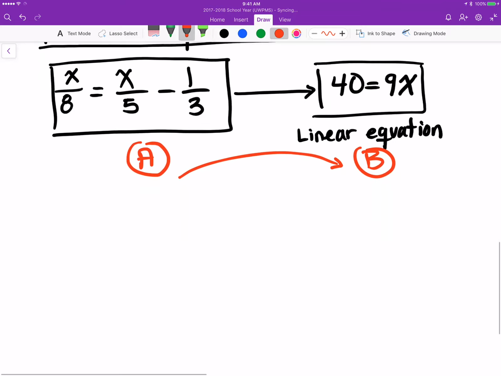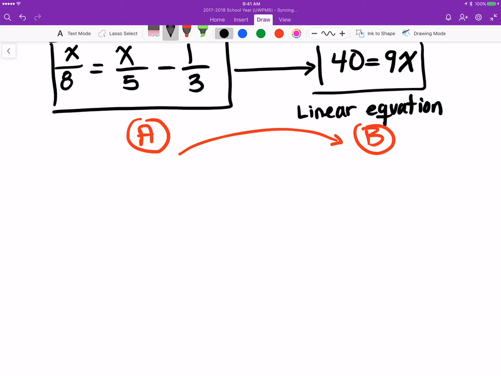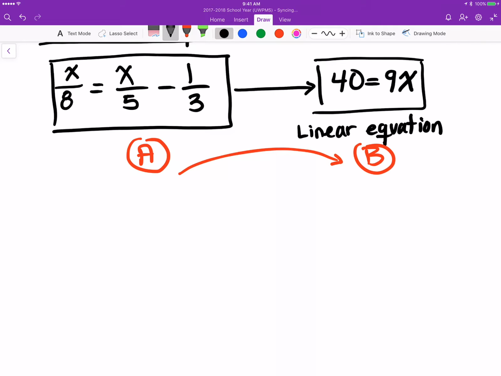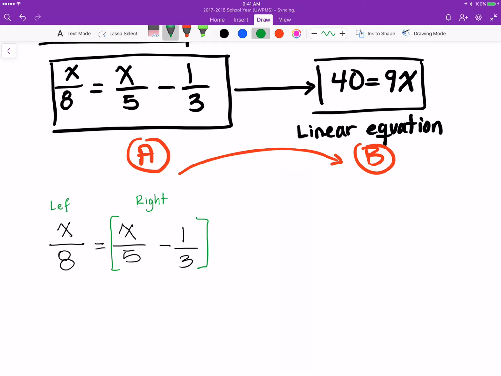Okay, we're going to go ahead and rewrite our fractional equation, and we're going to divide it into segments. So x over 8 equals x over 5 minus 1 over 3. And I'm going to get started with the right side, and I'm going to keep the left side intact. Okay?